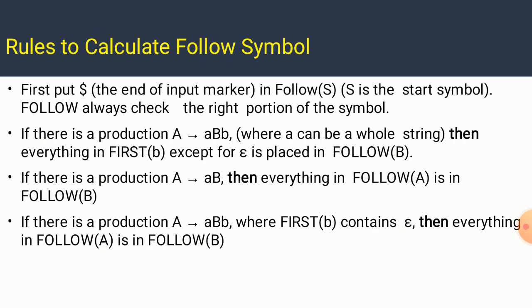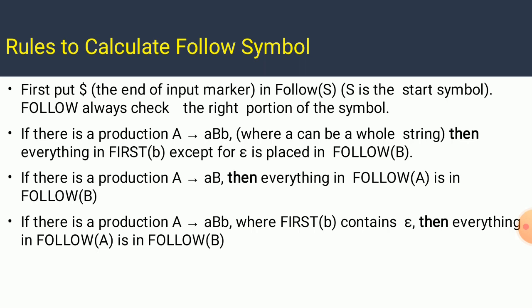So if there is a production A produces aBb, and we want to find the follow of capital B, then here we see that small b immediately follows capital B. So the first of small b is placed in follow of capital B. And if there is a production where A produces aB, and we find that after B there is nothing, then in this condition, follow of capital A is included in follow of capital B.